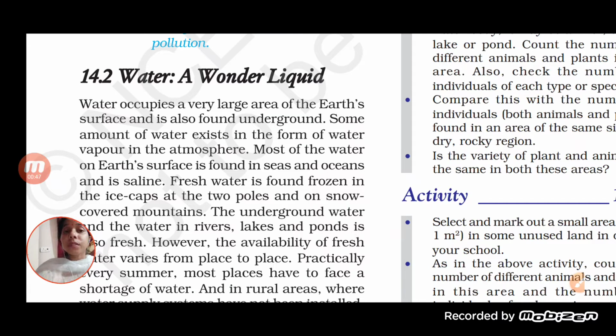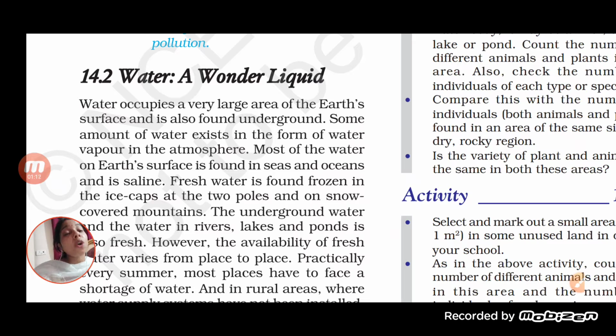Now we are going to start with water and try to understand what the importance of water is. We will try to understand how water gets polluted by the activities of humans, as well as about the soil. So let us start with the water.